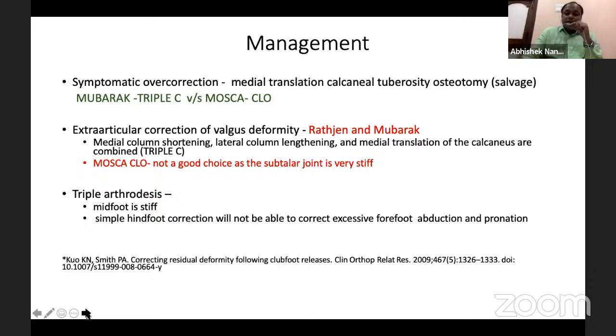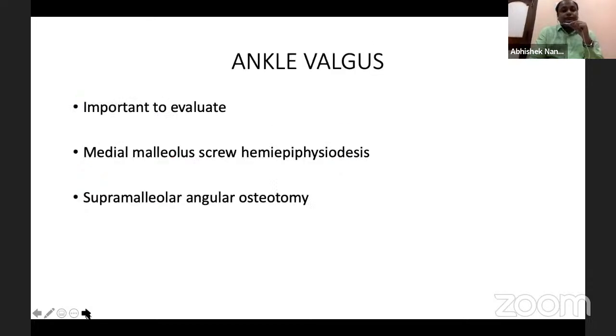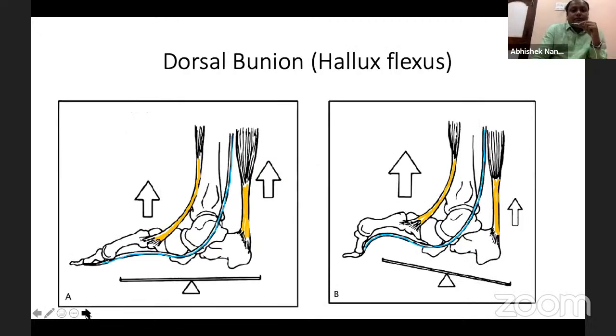Last resort for anything is a triple arthrodesis. Most important thing is ankle valgus, which we need to evaluate. If it is there, we can put a medial malleolar screw or do an angular osteotomy.